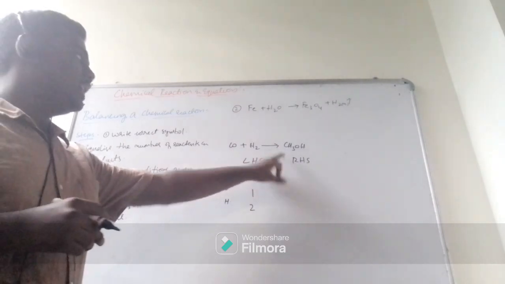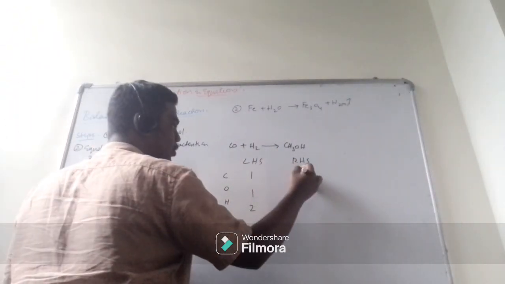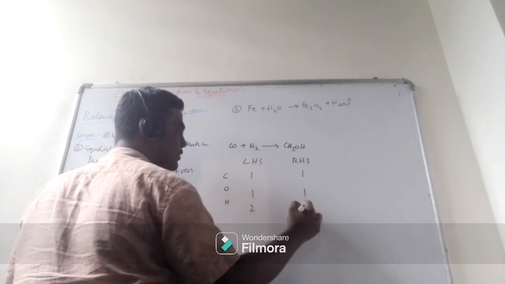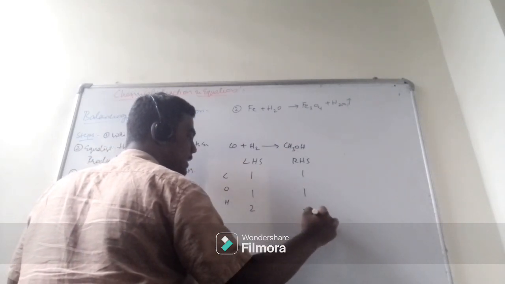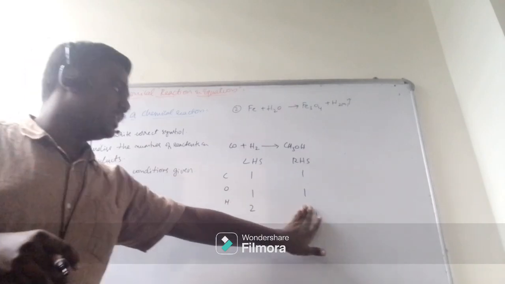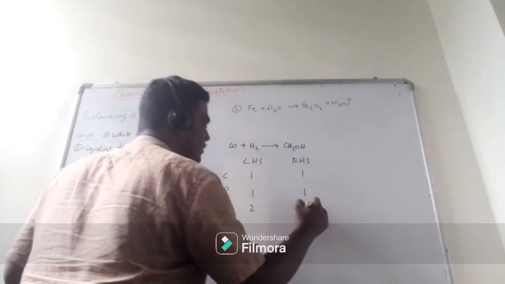Coming to the product side, how many carbons are there? Carbon is 1, oxygen is 1, but hydrogen is 3 plus 1, 4. So I am writing 3 plus 1. Yes, 3 plus 1 as 4. You can even directly write it as 4, no problem.